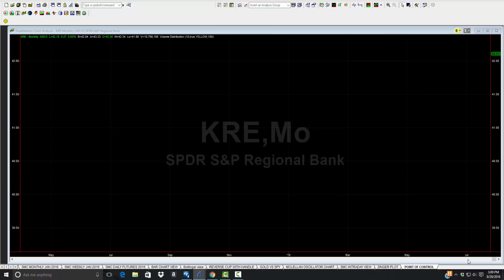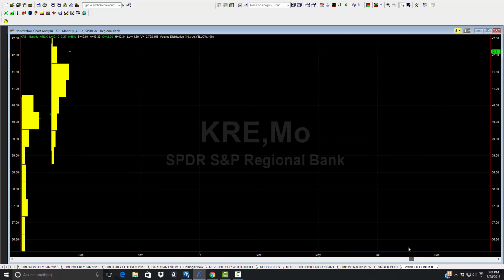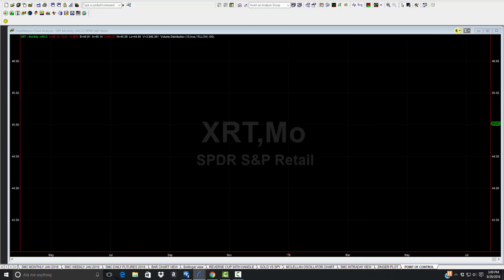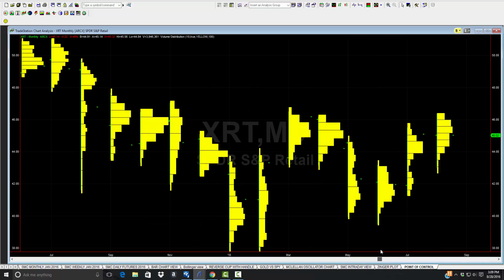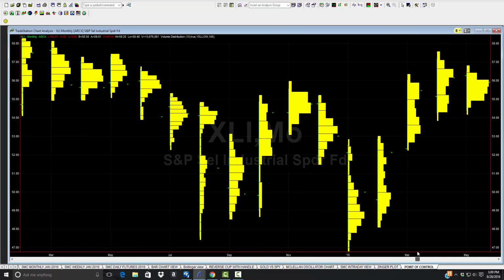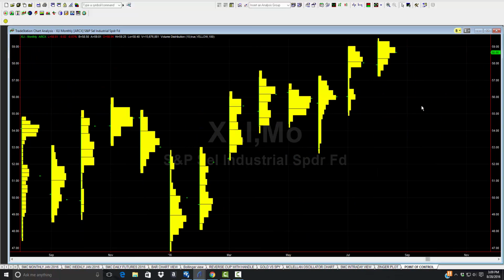KRE, regional banks, well off their highs. XRT, retail, probably a better view than XLY, considerably off their highs. XLI, let's get this into view. Now the industrials are up at their highs, holding right here. So they're congruent, if you will, with the SPY.